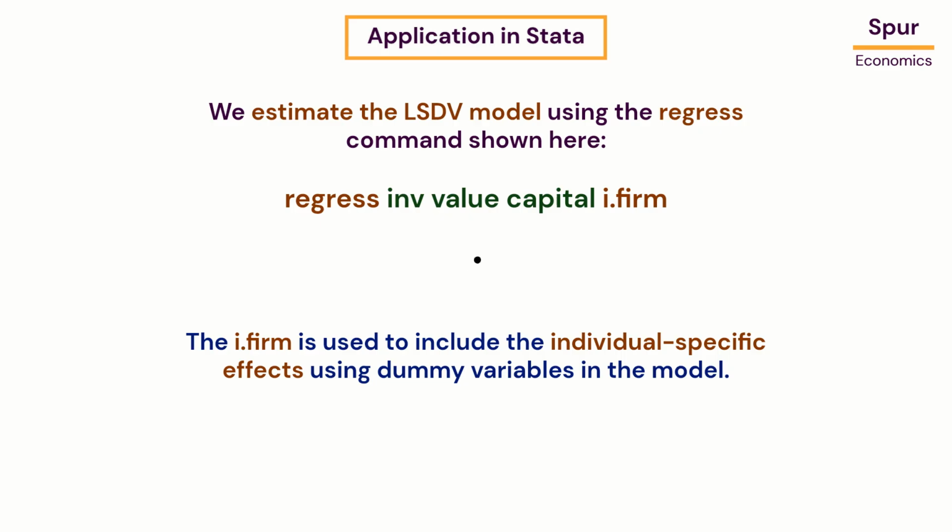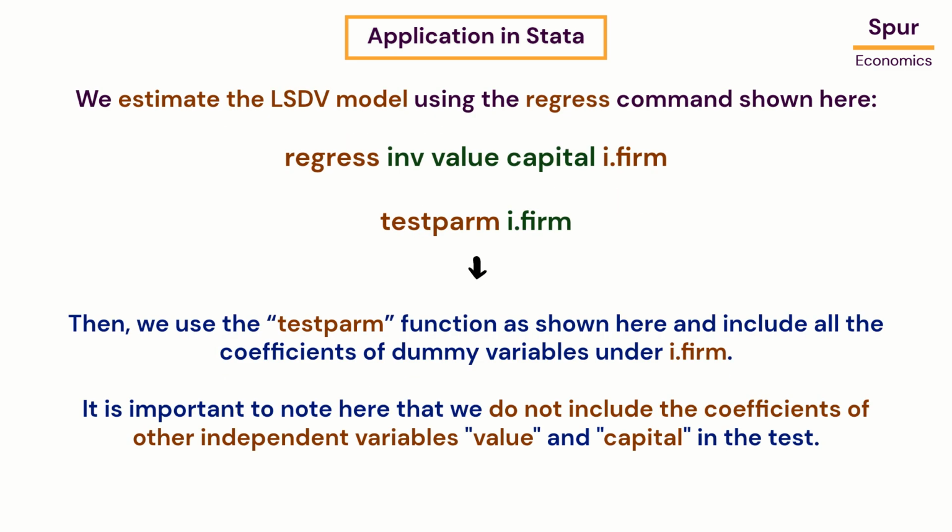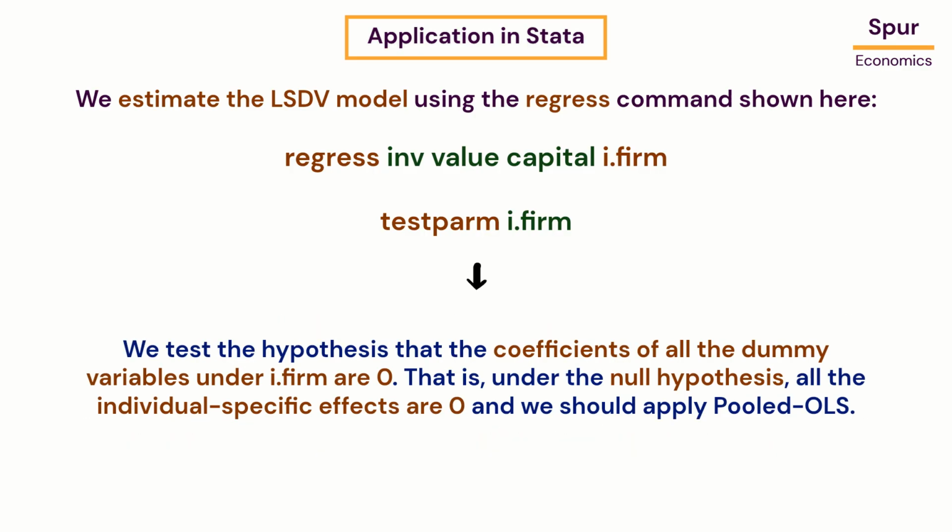The i.firm is used to include the individual specific effects using dummy variables in the model. Then, we use the testparm function as shown here and include all coefficients of dummy variables under i.firm. It is important to note here that we do not include the coefficients of other independent variables value and capital in the test. We test the hypothesis that the coefficients of all the dummy variables under i.firm are zero. That is, under the null hypothesis, all the individual specific effects are zero and we should apply Pooled-OLS.